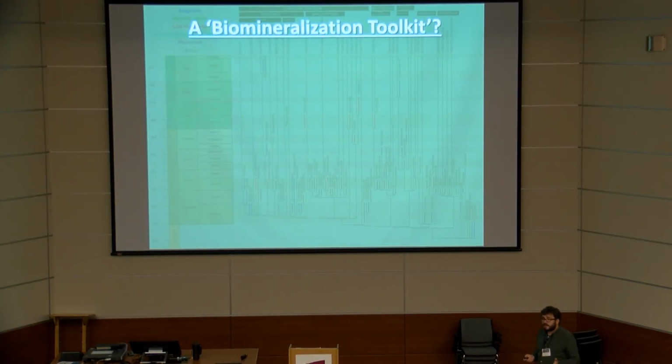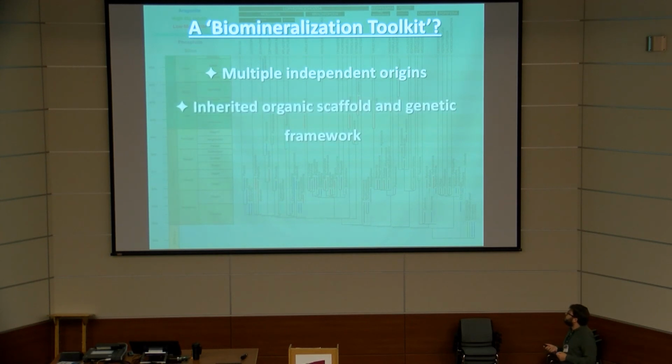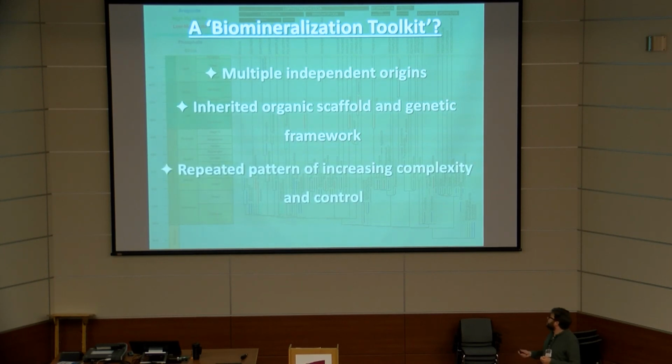So to summarize then, there's evidence both from fossils and from molecules for multiple independent origins of skeletons, even within individual phyla or even classes. But they've all inherited this organic scaffold and a genetic framework from their common ancestor. And we see this repeating pattern of increasing complexity and control in the evolution of a range of different skeletonizing groups.